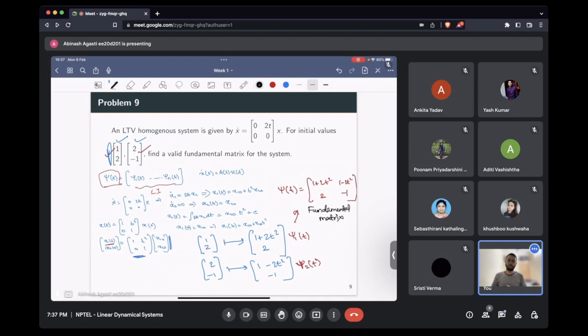Is it clear up to this point? You understand what a fundamental matrix is, right? Let's say you have a set of linearly independent initial conditions. Then the corresponding solutions would give you a set of linearly independent solutions to the x dot equal to A x equation. That forms the fundamental matrix for this particular system. So is it clear?